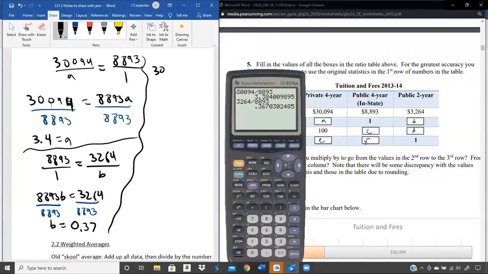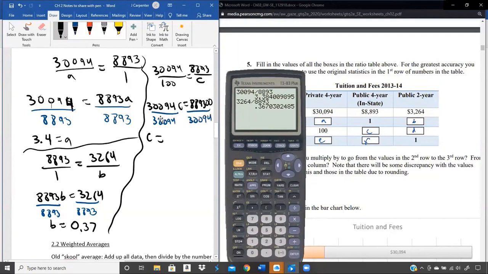So 30,094 over 100 is equal to 8893 over C. Cross multiply. You'll get 30,094 times C is equal to 100 times 8893, just tack on 2 zeros, 889300. Divide both sides by the 30,094. Make sure you're doing your algebra correctly. Again, you are supposed to be experts of algebra at this level, not crazy algebra experts, just the simple stuff. And yes, this is simple stuff.